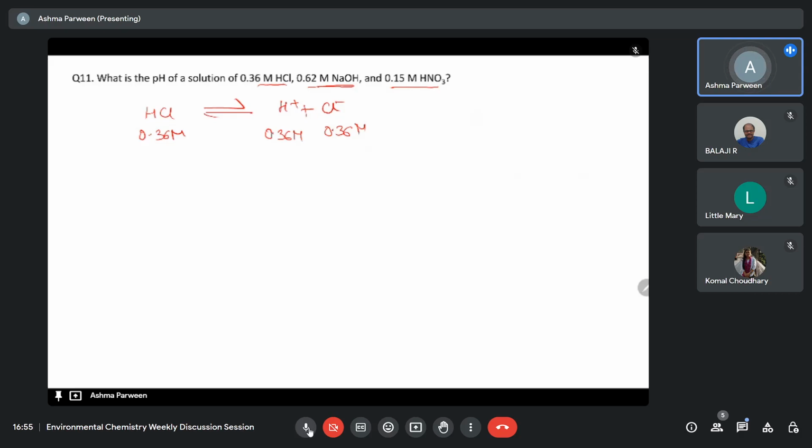So we have to find the pH of the solution having a mixture of these three, acids and base. So I'll give you all 3 minutes. Just take your time and write your final answer in the chat box.